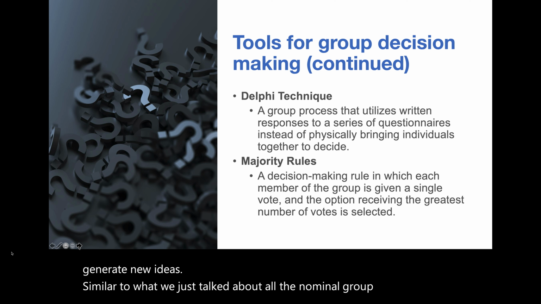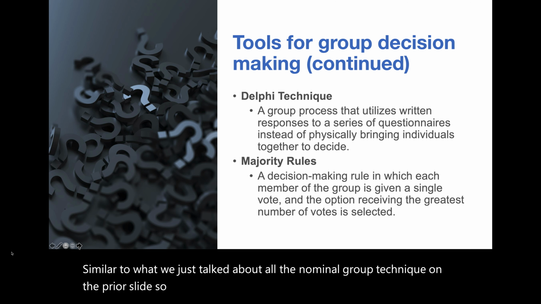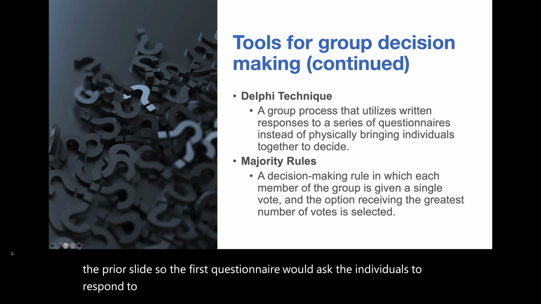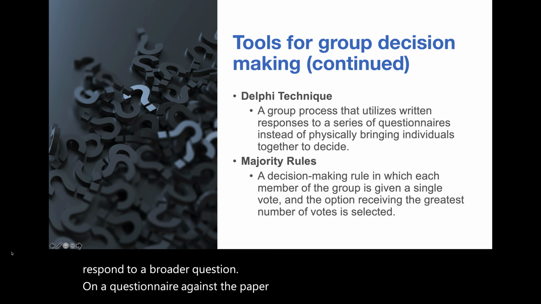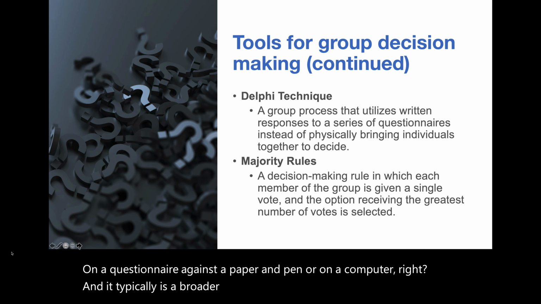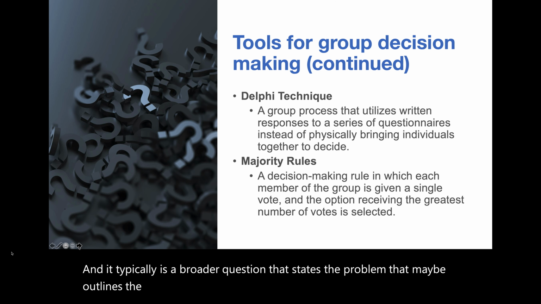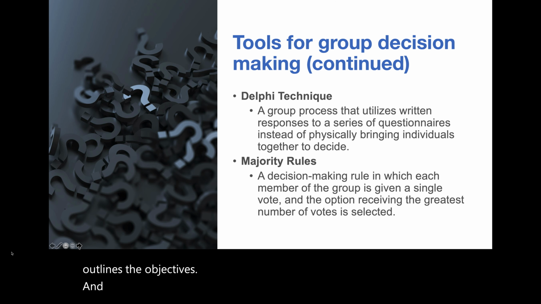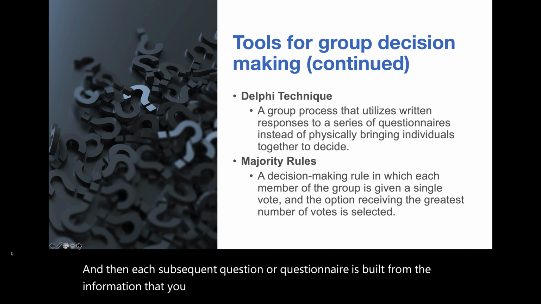And this can actually help generate new ideas, similar to what we just talked about on the nominal group technique on the prior slide. So the first questionnaire would ask the individuals to respond to a broader question on a questionnaire again, so paper and pen or on a computer, right? And it typically is a broader question that states the problem, that maybe outlines the objectives. And then each subsequent questionnaire is built from the information that you gathered in the first one.